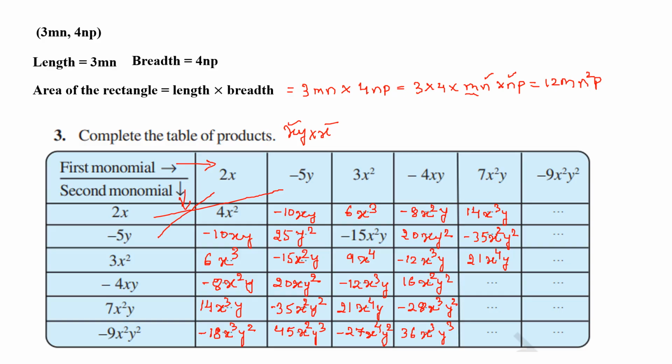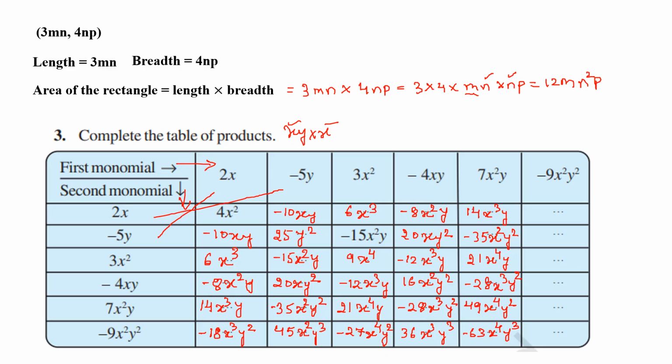Then minus 4xy into 7x square y. So minus 4 into 7 is minus 28. x into x square is x cube into y is y square. Now next moving to 7x square y into 7x square y. So 7 into 7, 49. x square into x square is x to the power 4. y into y is y square. Then minus 9x square y square into 7x square y. Minus 9 into 7 is minus 63. x square into x square is x to the power 4. y square into y is y cube.